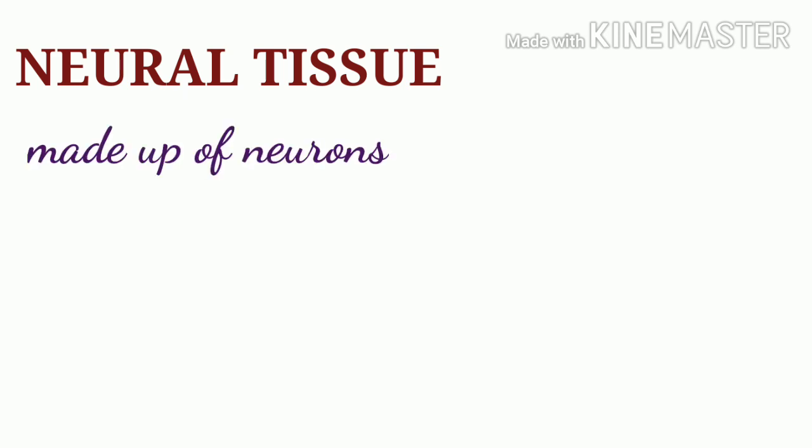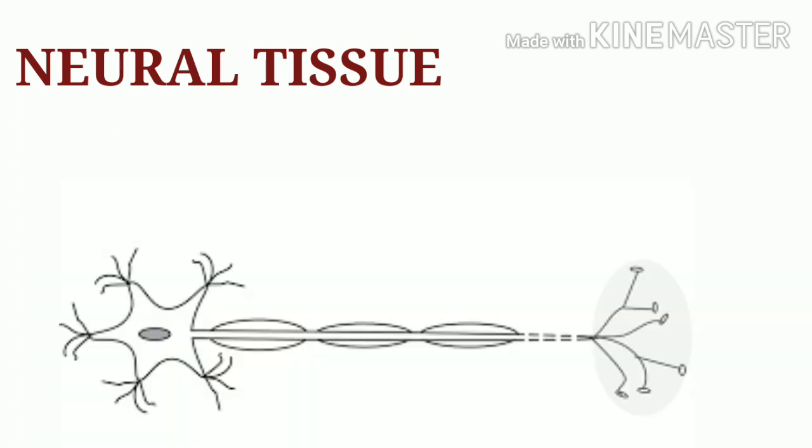The fourth type of animal tissue is the neural tissue or the nervous tissue, which constitutes the nervous system. This tissue is made up of elongated cells called neurons. Each nerve cell consists of three main parts. They are the cell body or the cyton or the perikaryon containing the nucleus. One or more elongated hair-like extensions which are called the dendrons, which later divide to form dendrites.